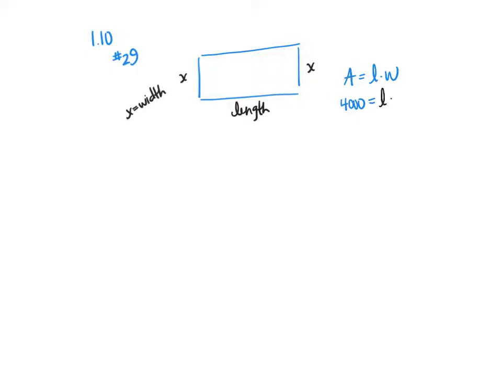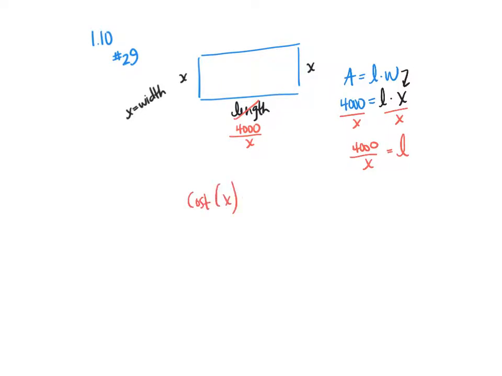So I have length times the width, which is x. And if I get L by itself, that's going to be 4,000 divided by x equals the length. So instead of writing it as L, I can also write it as 4,000 over x. Now, when I keep reading, it says that I need to do a cost function.